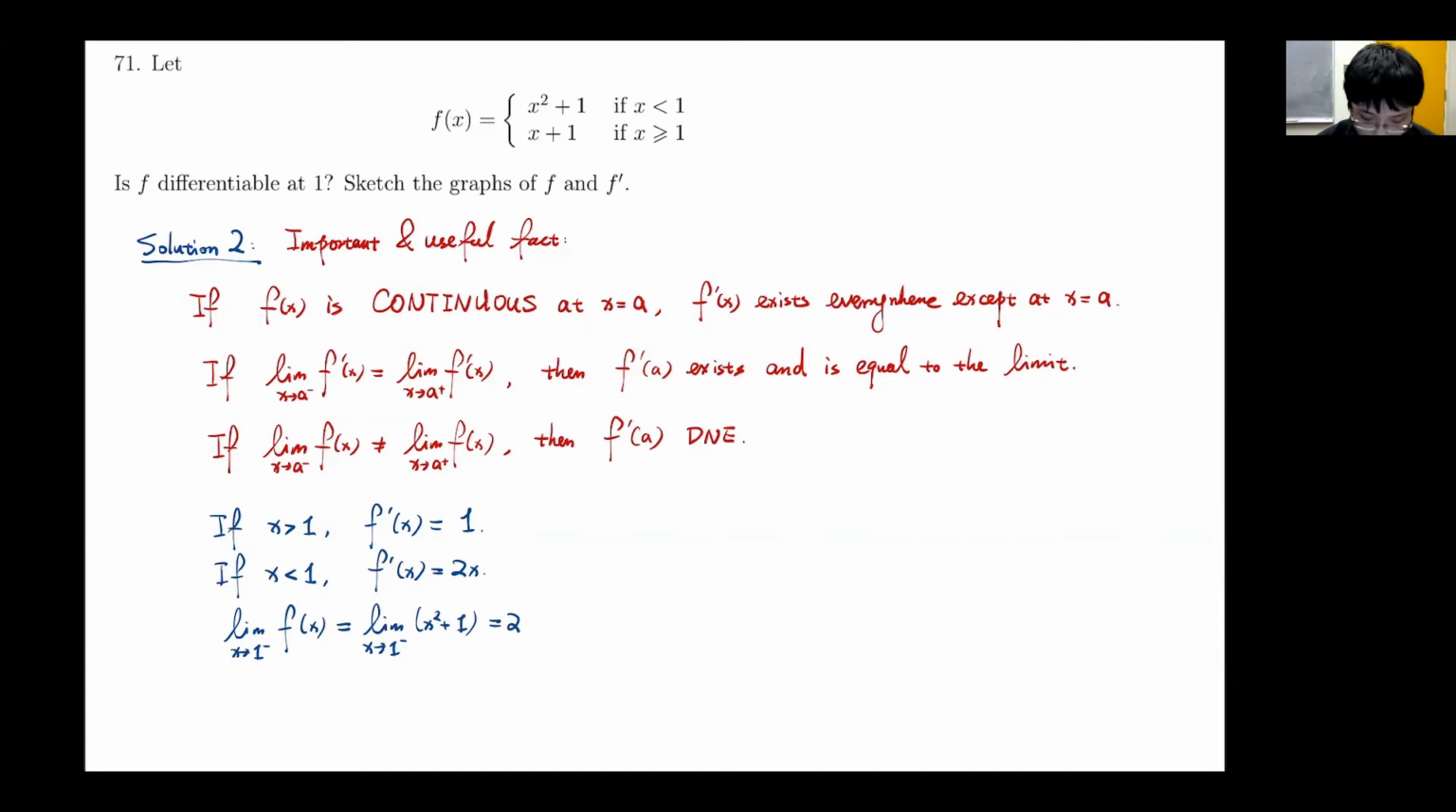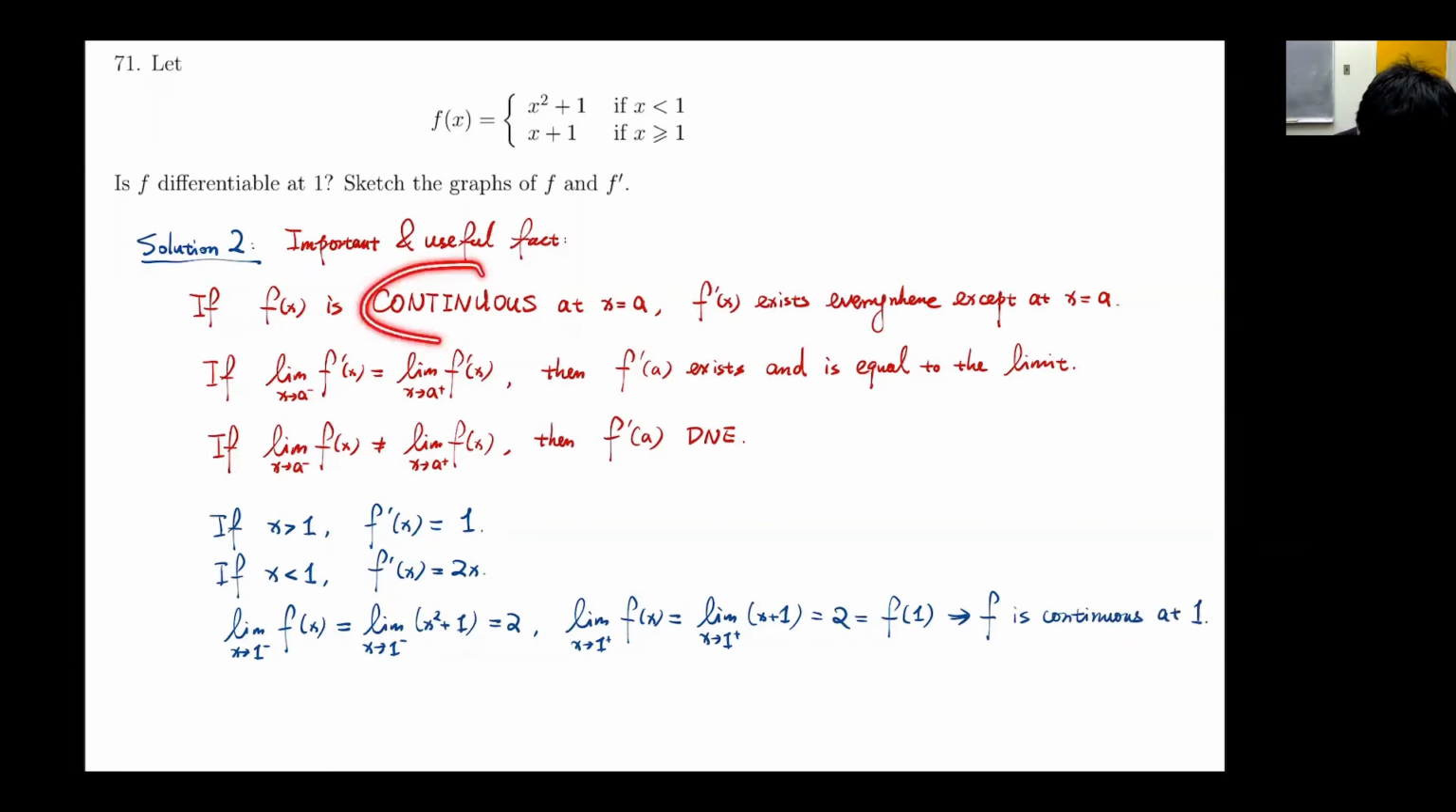So this is the left-hand limit of the function. On the other hand, the right-hand limit of the function is going to be the limit of x plus 1, and you could see that the limit is also going to be 2. Moreover, this is precisely the same as the function value at the number 1. So these three are the same, namely the left-hand limit, the right-hand limit, and the function value at the number 1. This basically tells me that f is continuous at 1.